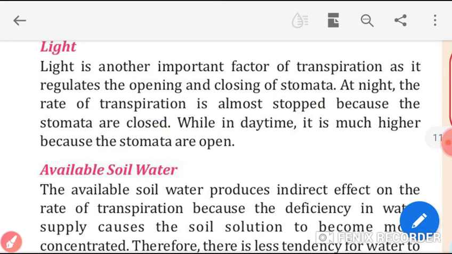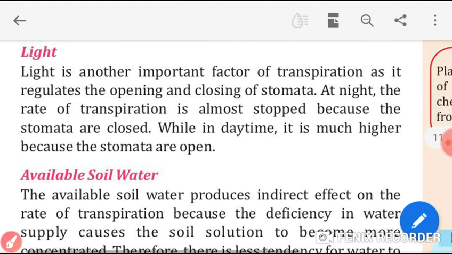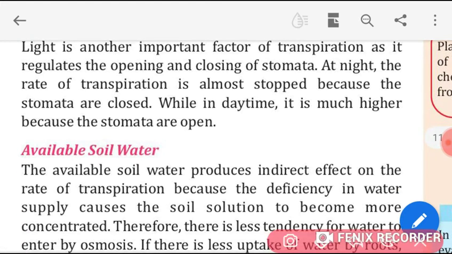So students, learn this as a why question. Okay, give reason question: why at night is the rate of transpiration almost stopped? What will be your answer? Because stomata are closed at night time.